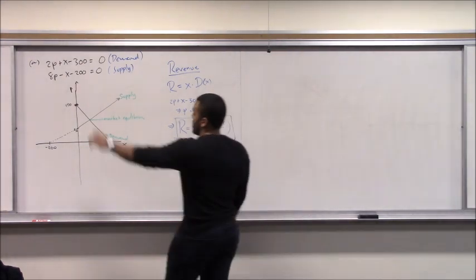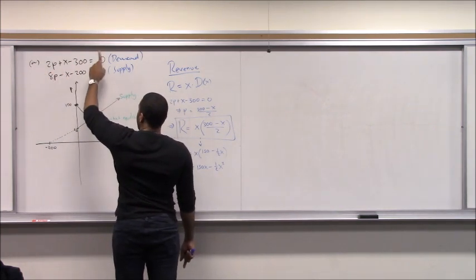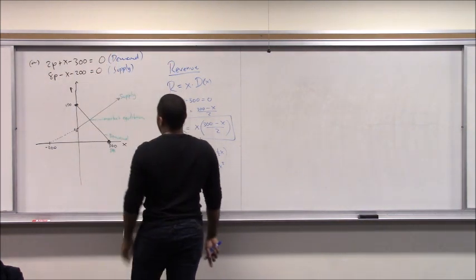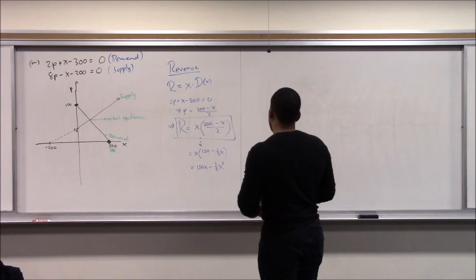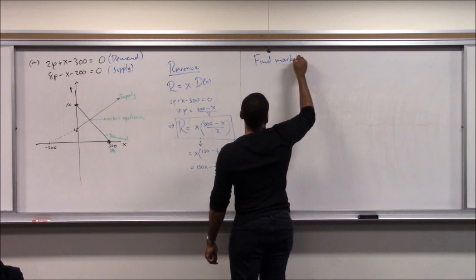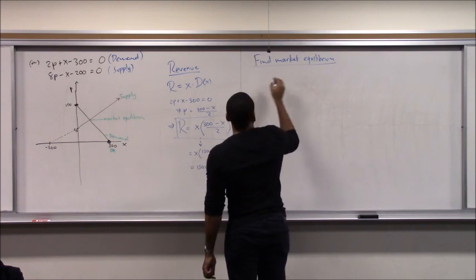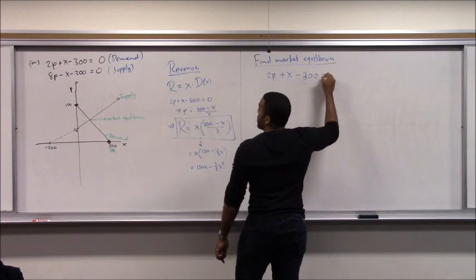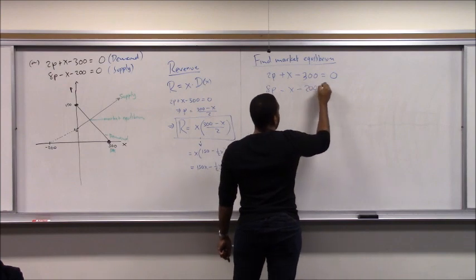So you can plug this into your TI-89. It would be like solve, open parentheses, you type this out, comma, type this out, comma, you put in curly brackets x comma p to tell it to solve for x and p, and it will actually solve it for you. But another way to do it, let's say we have to do it by hand, is find market equilibrium. So if we have 2p plus x minus 300 equals 0, 8p minus x minus 200 equals 0.